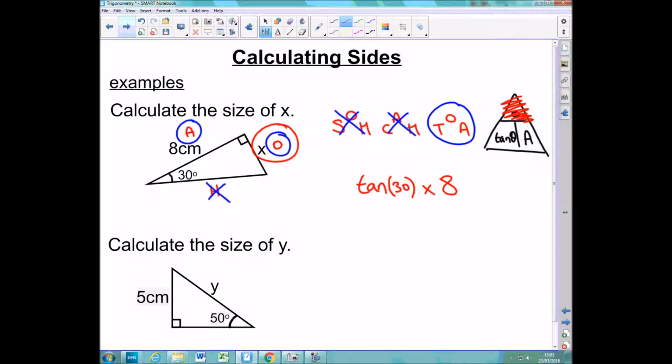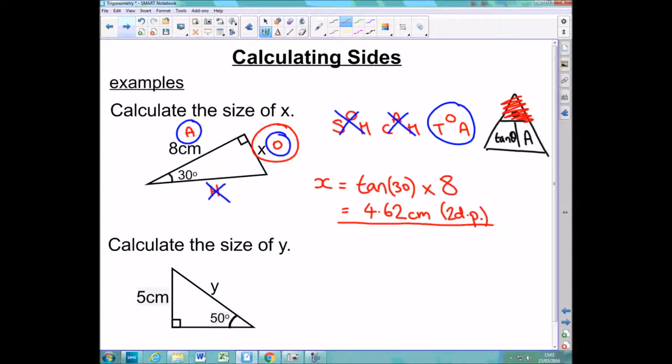So if I do that, I will work out what the value of x is, what the value of my opposite is. So need a calculator for that. And my answer is 4.62 centimeters to 2 decimal places. So again, very similar to Pythagoras, most of my questions I'm going to need to round.